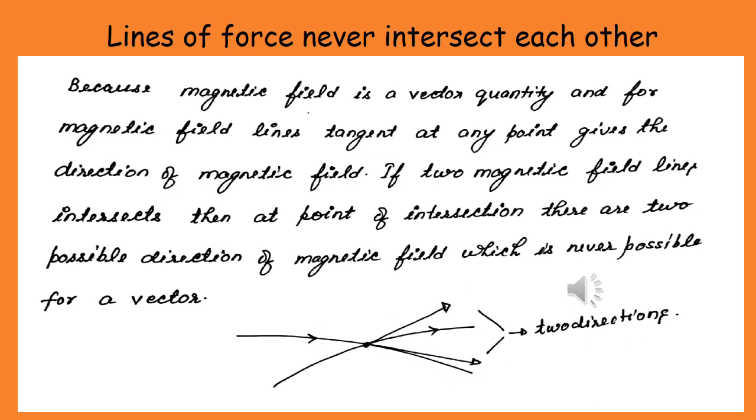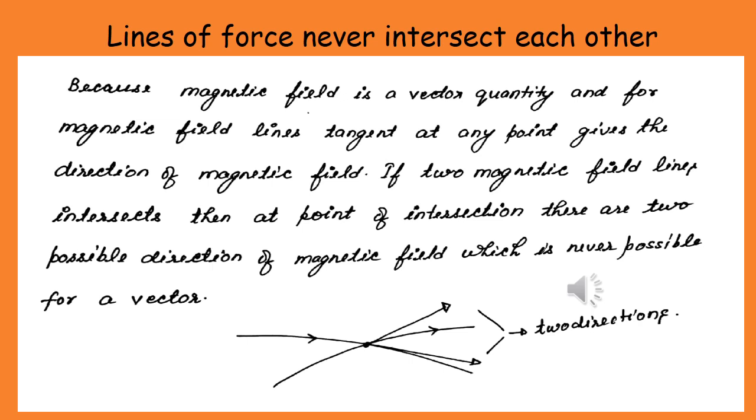Lines of force never intersect each other. This is one of the very important properties of lines of force. Why is it so? Because magnetic field is a vector quantity. It has both magnitude and direction. And for magnetic field lines, the tangent at any point gives the direction of magnetic field.